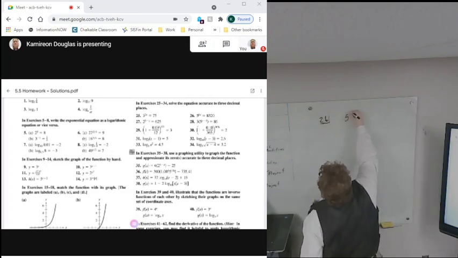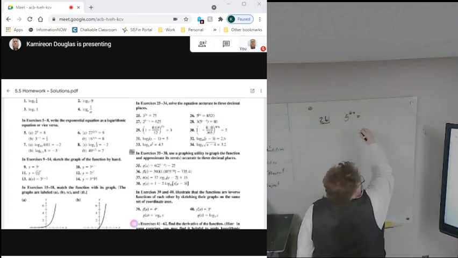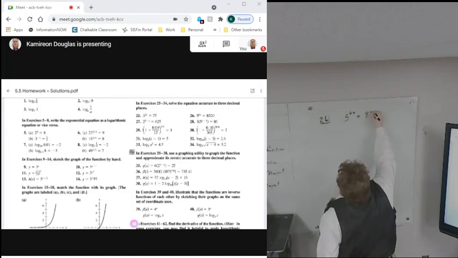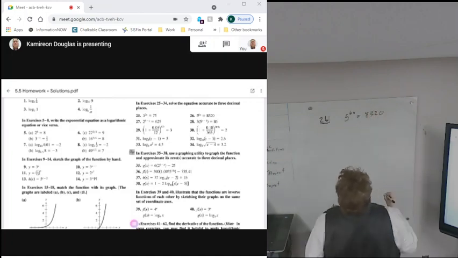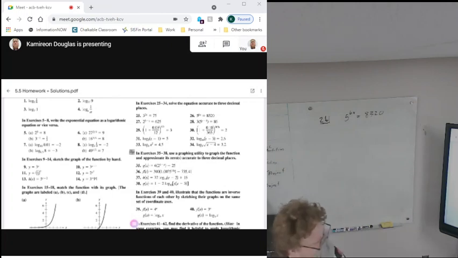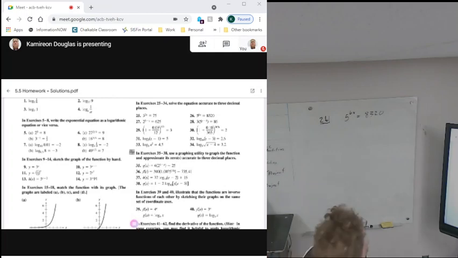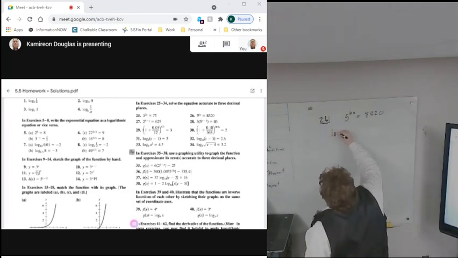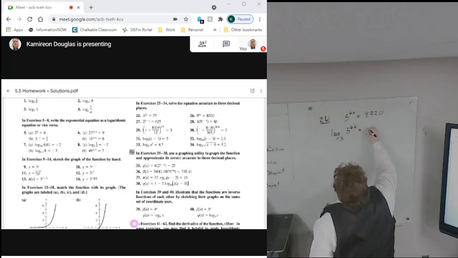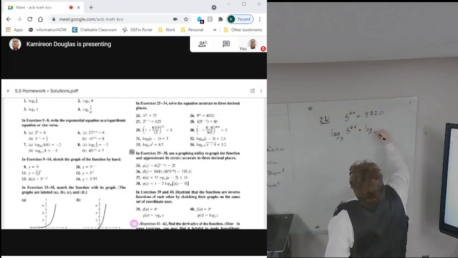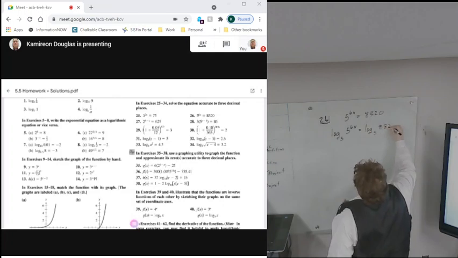5 to the 6x power is equal to 8320. To solve this, you remember one of the operations in mathematics is this idea that everything has an opposite, and for exponentials, it's a log. We want to get rid of this 5 to a power, so I have to use a log base 5. I'm going to do that to both sides. Log base 5 of 5 to the 6x equals log base 5 of 8320.